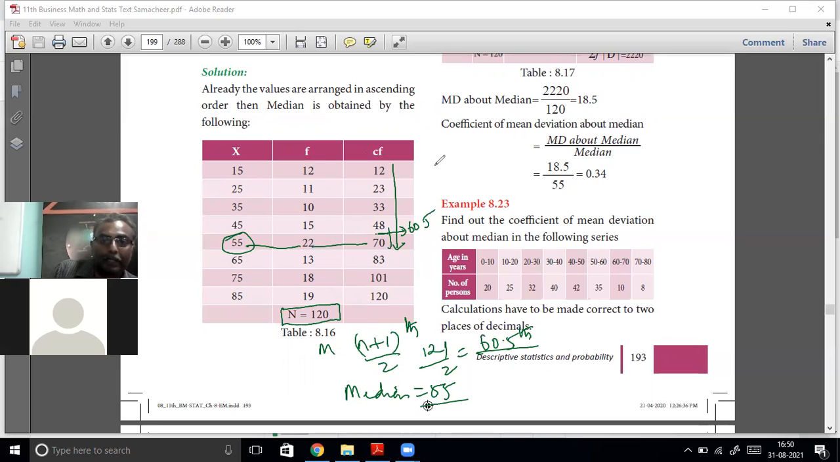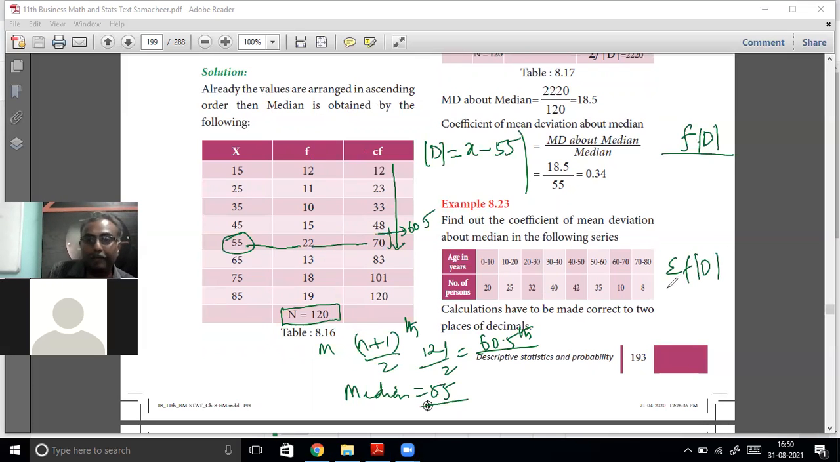Now what you have to do? You have to find the deviation, which is equal to x minus 55. That column you have to find out. And then the next column will be f into d. Then sigma fd you have to find out, and divide it by sigma f, which is equal to 120. But when class data comes, you have to find the midpoint and all that, then everything becomes different and you have to use a formula. Next sum will be class data. Example 8.23 will be class data based.